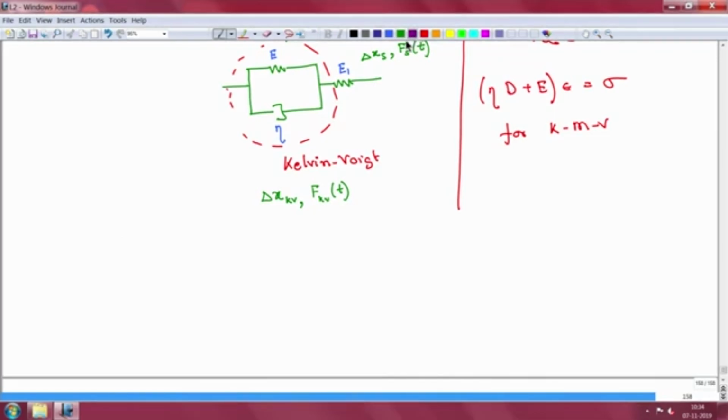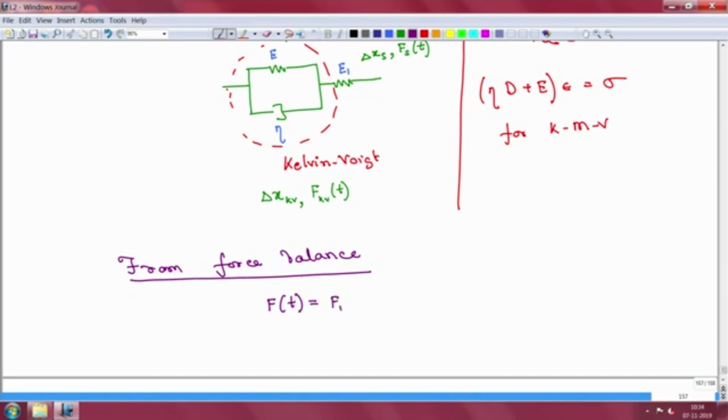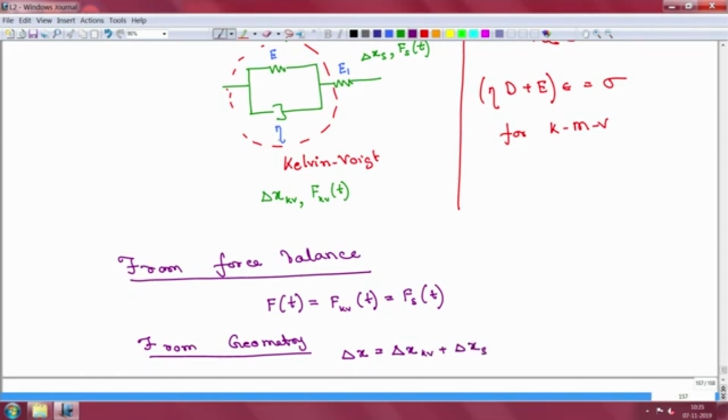So now I am just going to write the force balance. Remember these are all massless quantities. The springs and the dashpots are all massless. So now I am going to apply the force balance once again, and in the case of the series system, you will see that the forces are all the same. And then from geometry, we get a different relationship for the displacements, and that relationship is delta x is equal to the sum of the individual displacements, the entire system displacement.